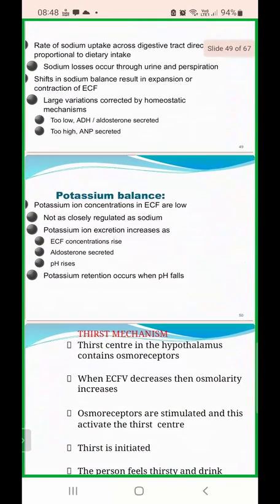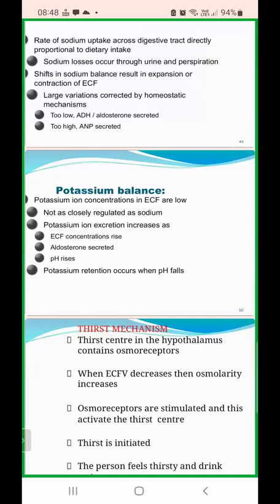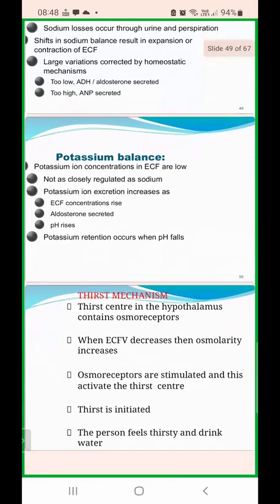For the potassium balance, potassium ion concentrations in ECF are low and not as closely regulated as sodium. Potassium ion excretion increases as ECF concentration rises. Aldosterone is secreted, and when the pH rises potassium excretion occurs, and potassium retention occurs when the pH falls.